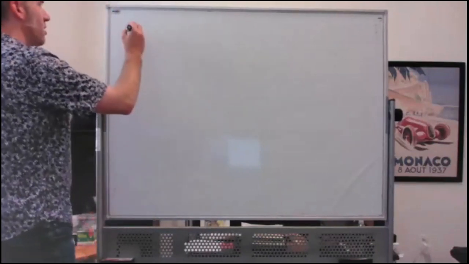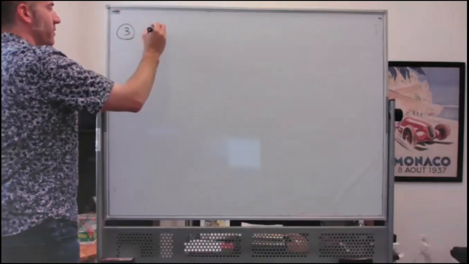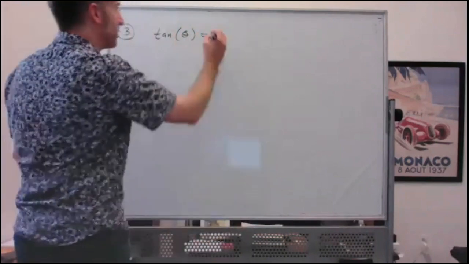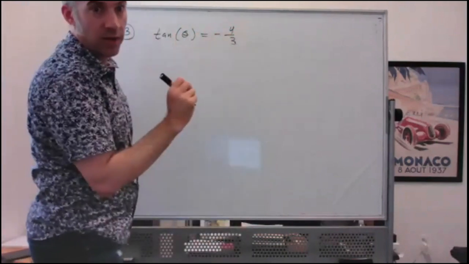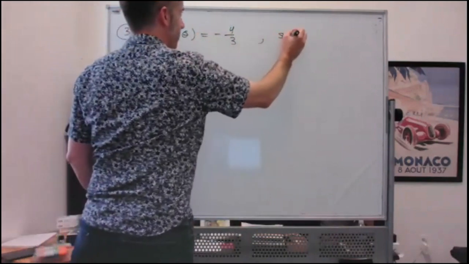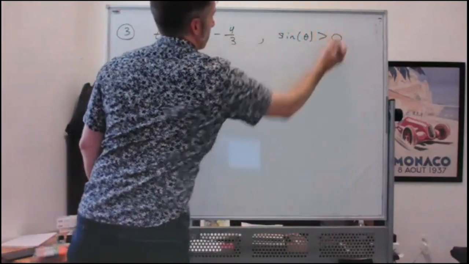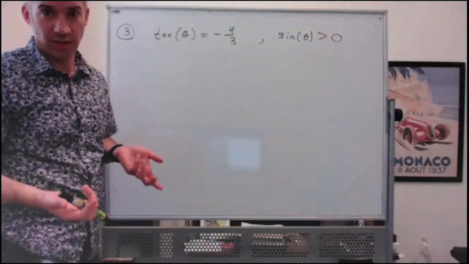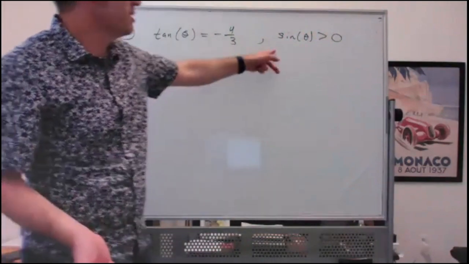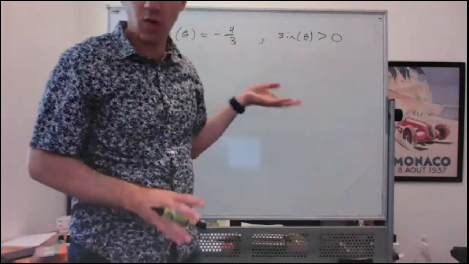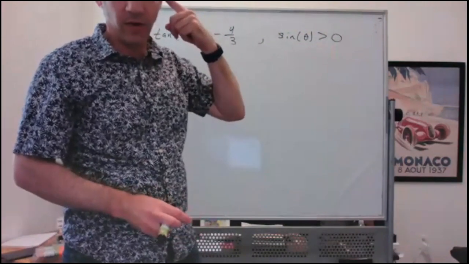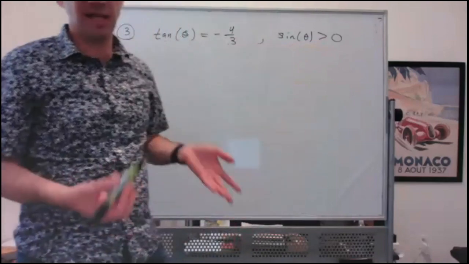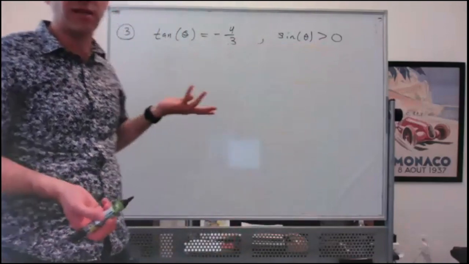So question 3: if tangent of theta is equal to negative 4/3, and we know that sine of theta is positive. Notice how the problem actually doesn't say those words. The problem doesn't say sine of theta is positive. It says sine of theta is greater than 0. But I would really encourage you to hear it that way in your head, right? When you see sine of theta is greater than 0, you're like, oh yeah, that means sine of theta is positive. Or if sine of theta is less than 0, that means sine of theta is negative. It's a good thing to think about.